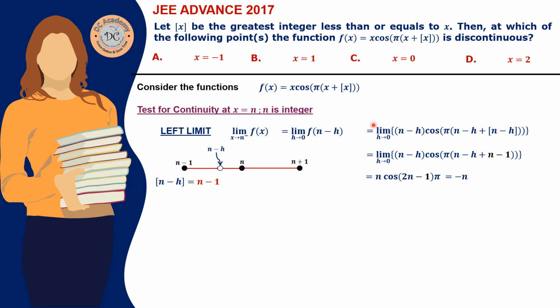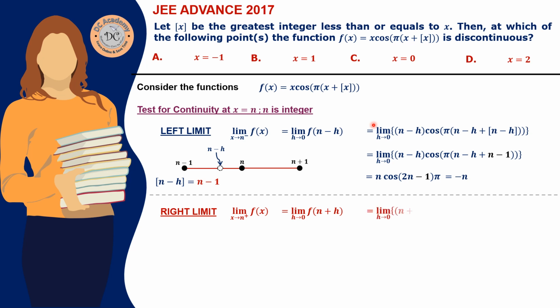Let's proceed further. Now we need to test for the right limit. For the right limit, we consider the limit as x tends to n plus of f(x), which is equal to the limit as h tends to 0 of f(n plus h). If we go further in a similar notation, we observe that the greatest integer function of n plus h lies between n and n plus 1. So, what will be the largest integer less than n plus h?